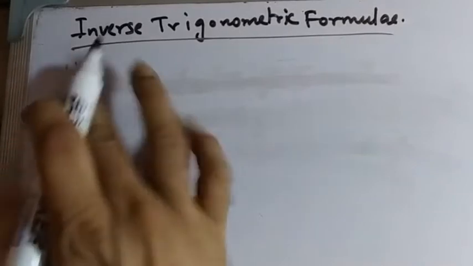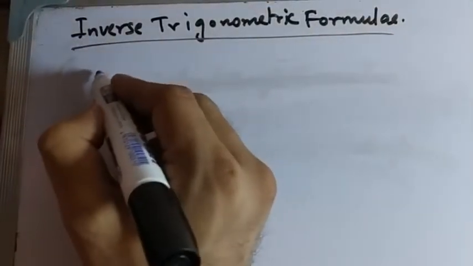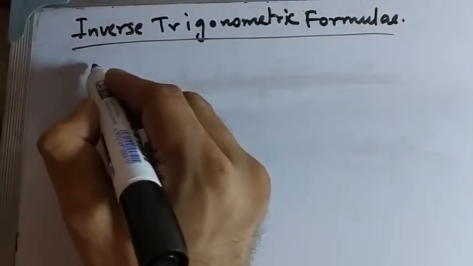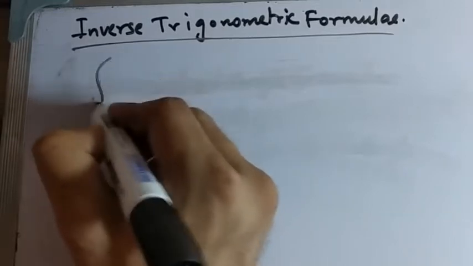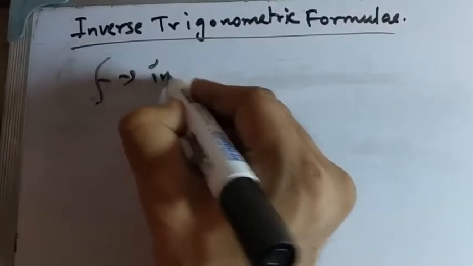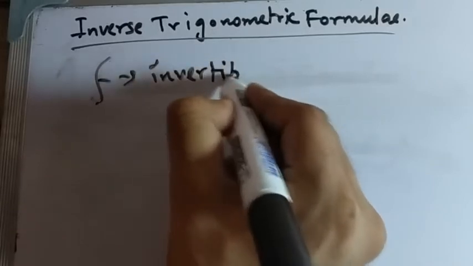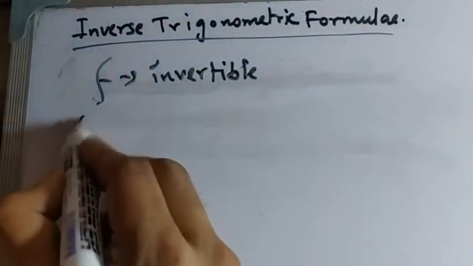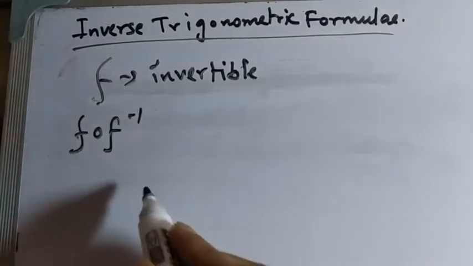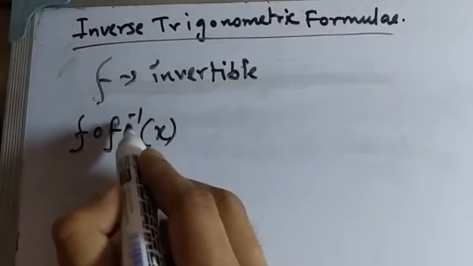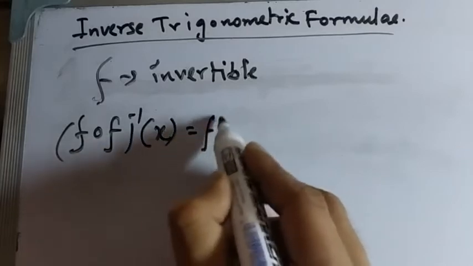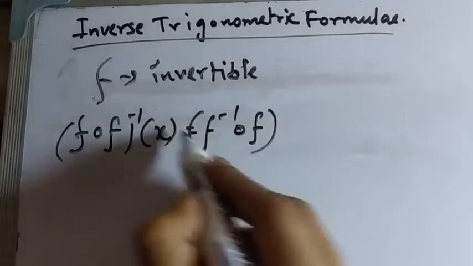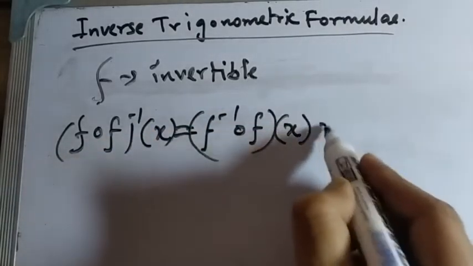Okay, first we are coming to two basic formulas. Number one: these formulas depend on the fact that for an invertible function f, if f is an invertible function, then f composed with f inverse of x equals f inverse composed with f of x, which is equal to x.